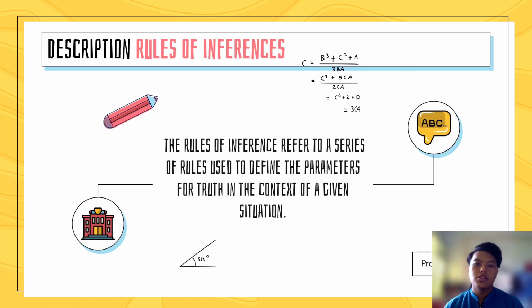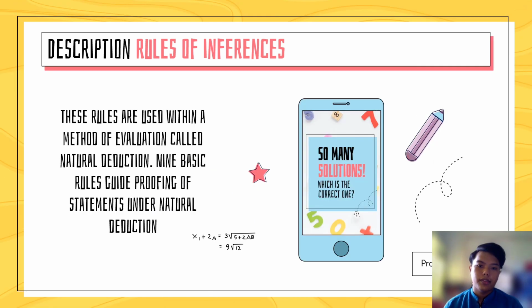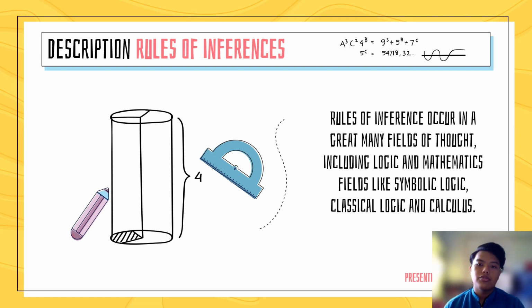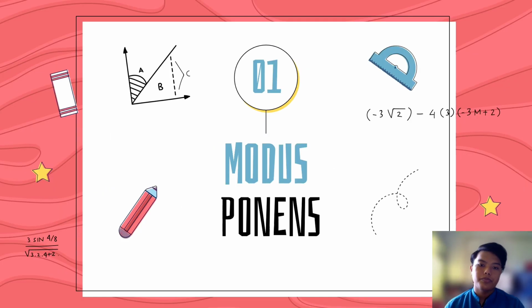Rules of inference refer to a series of rules used to define the parameters for truth in the context of a given situation. These rules are used within a method of evaluation called natural deduction. Non-basic rules guide the proving of statements under natural deduction. Rules of inference occur in a great many fields of thought, including logic and mathematics, fields like symbolic logic, classical logic, and calculus. For the first rule, I will explain to you about modus ponens.